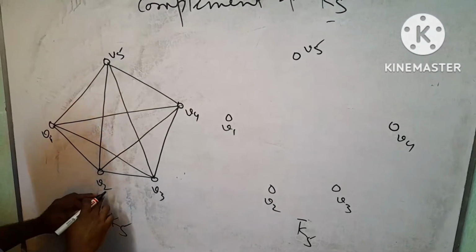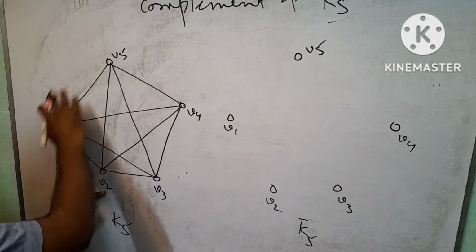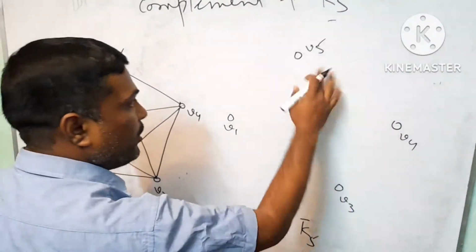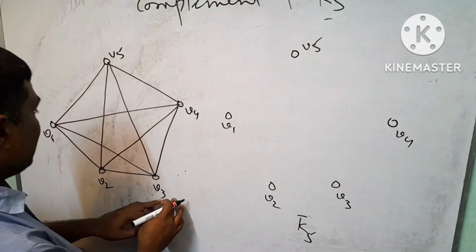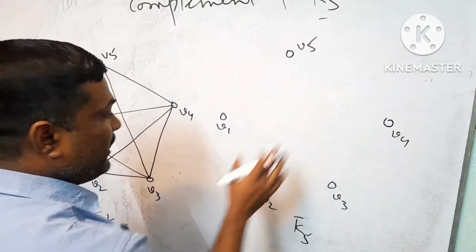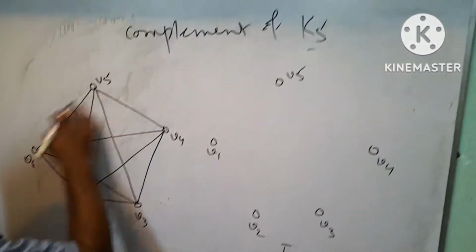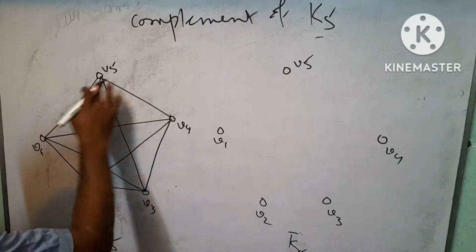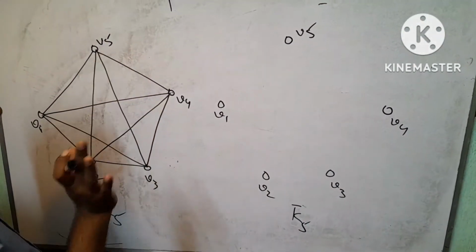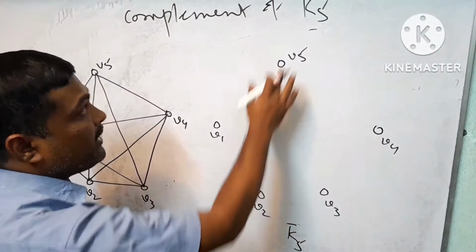Similarly, V2 is adjacent to all other vertices in K5, so V2 is not adjacent to any other vertices V1, V3, V4, V5 in the complement. V3 is adjacent to all other vertices, so V3 is not adjacent here to any other vertices. The same holds for V4 and V5.